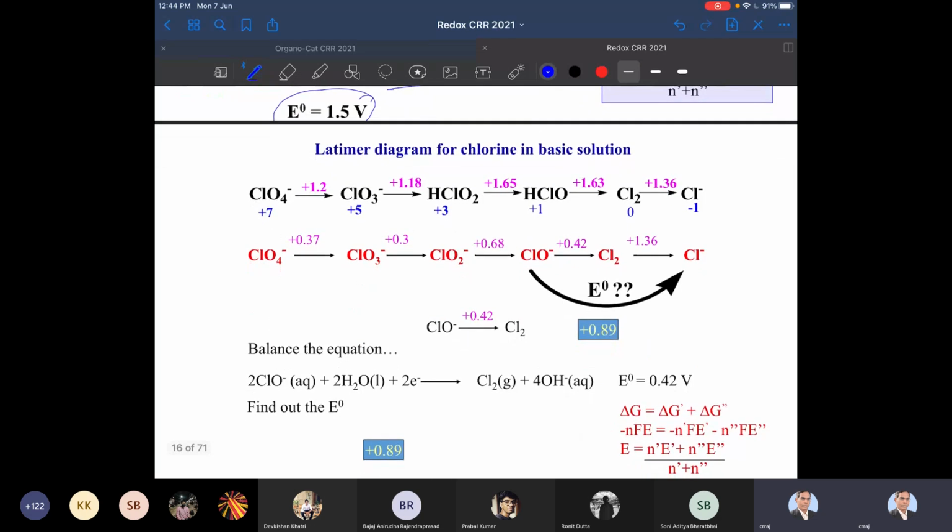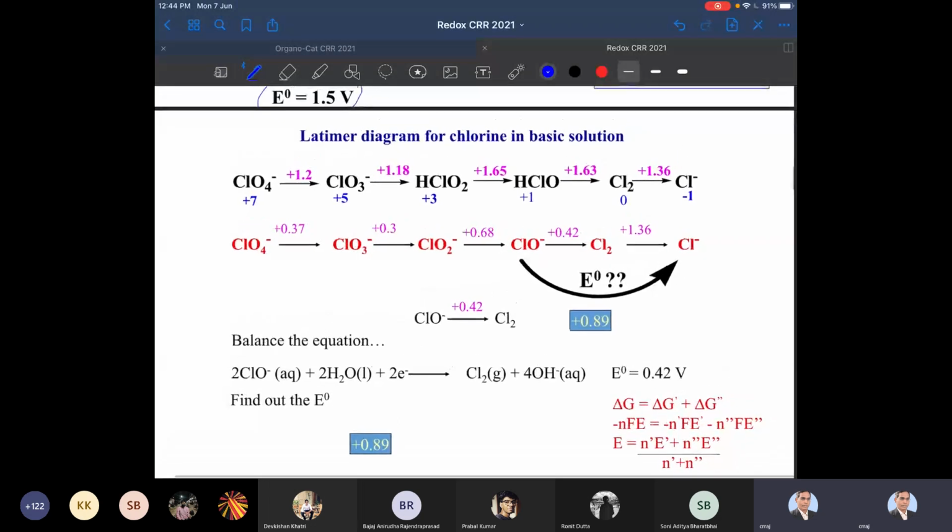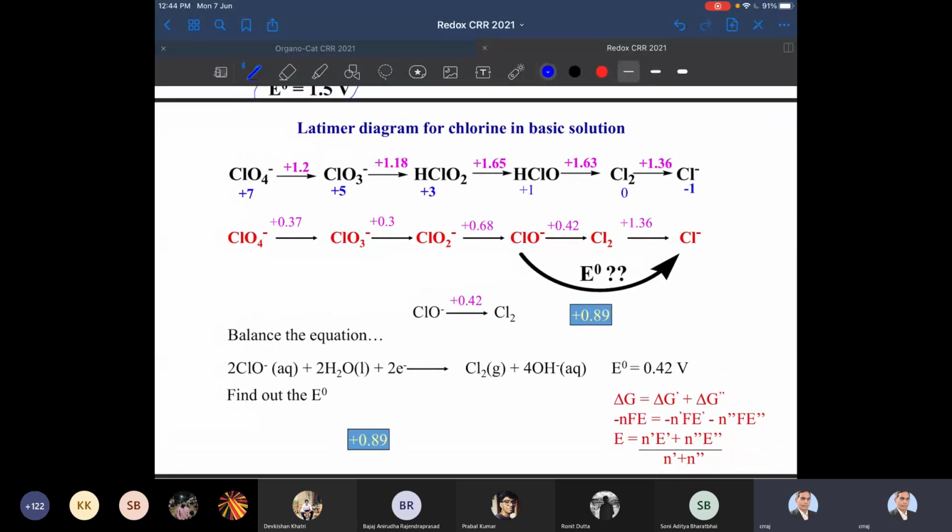I have given another example. Have a look. If you have any doubt, you can ask. I mean, there should not be any doubt. It's rather straightforward, simple mathematics. Here I have given chlorine in basic solution.